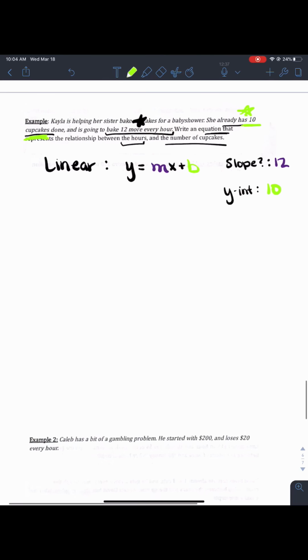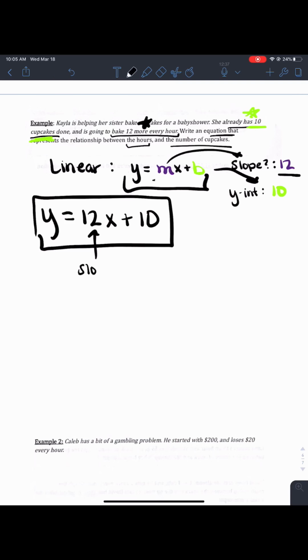So then altogether, the equation for this problem is going to be y equals, I'm following this format, mx plus b, but my m is 12, 12x plus my b, which was 10. And this would be the equation, where 12 is the slope from the 12 every hour. You can even label it if you want, slope. And b, 10 is the b, which is that y-intercept. There. And that would be your equation.